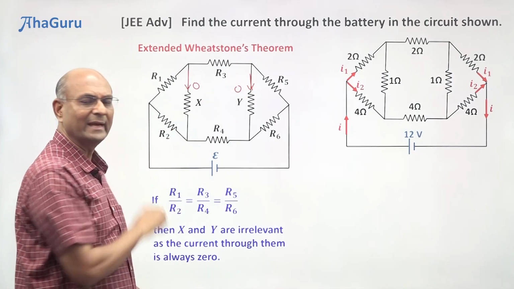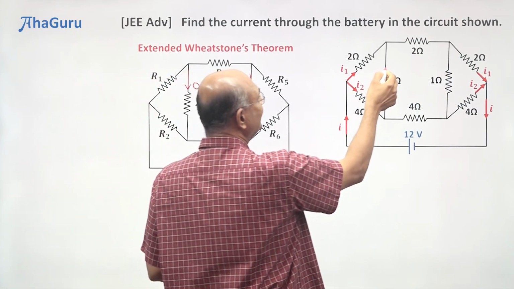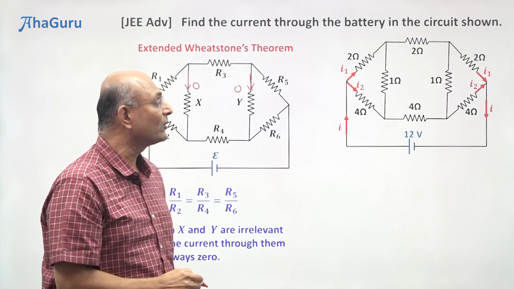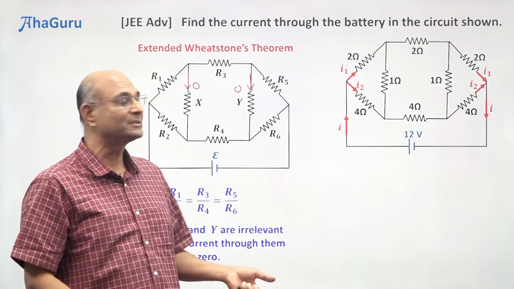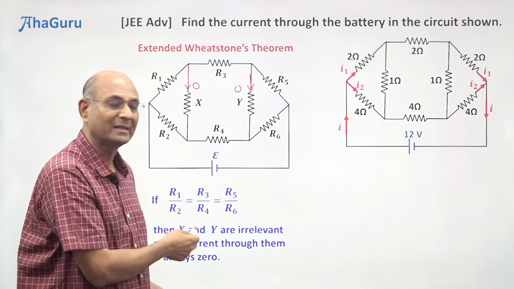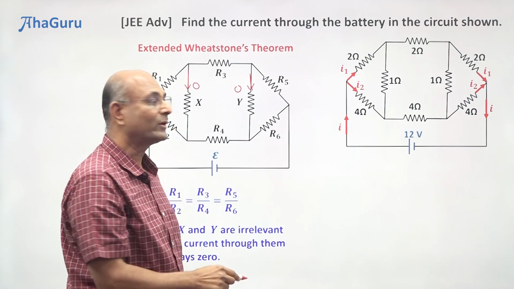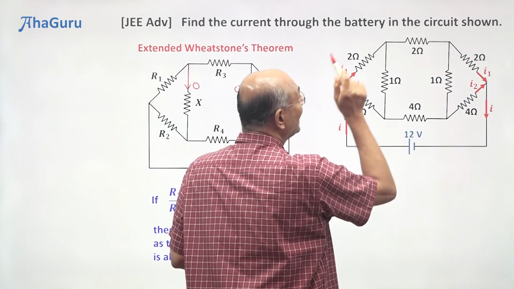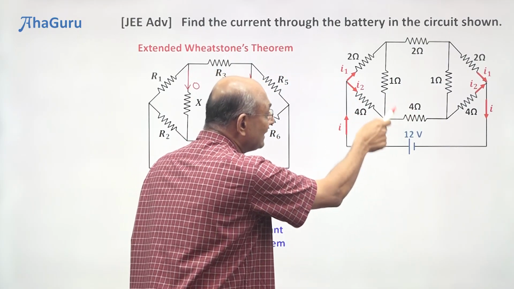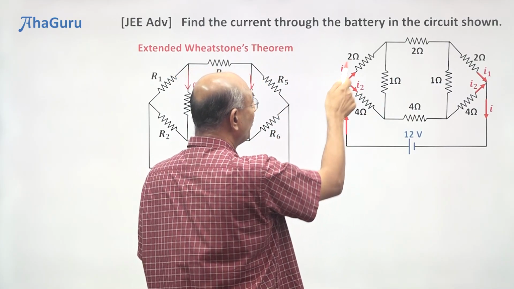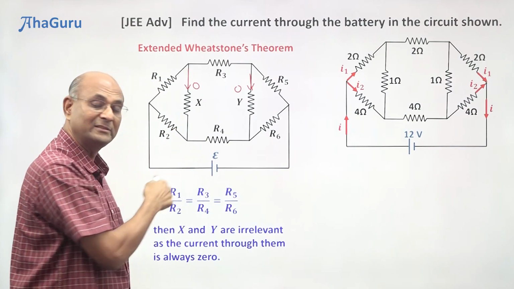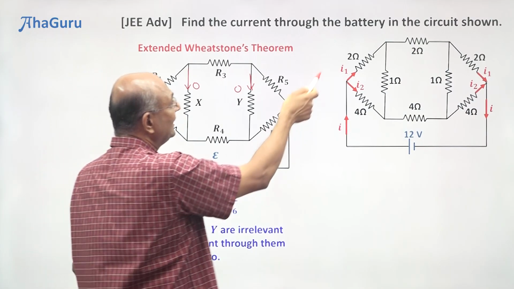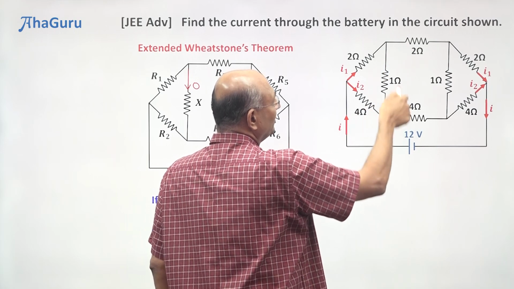So how will I use that here? Because you see, I can do whatever I want with that 1 ohm. I can change that 1 to 10 ohms. It won't matter, it's irrelevant. The current through it is anyway 0. 2 by 4 equal to 2 by 4 equal to 2 by 4. For symmetry, this doesn't have to be 4. But if you want the extended Wheatstone's principle to hold, then 2 by 4, 2 by 4, 2 by 4.